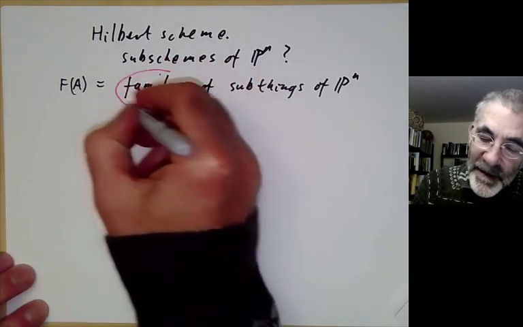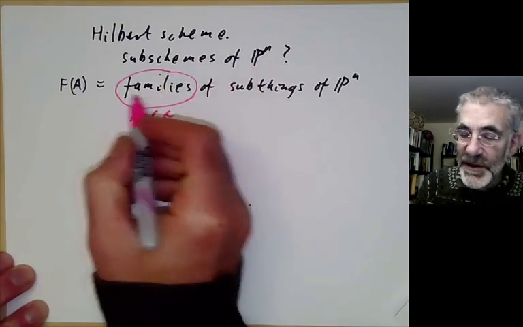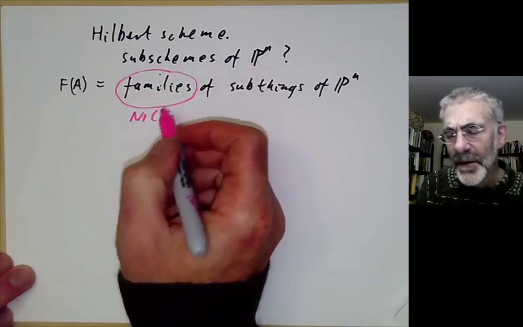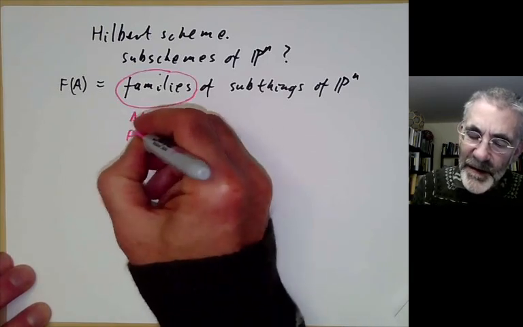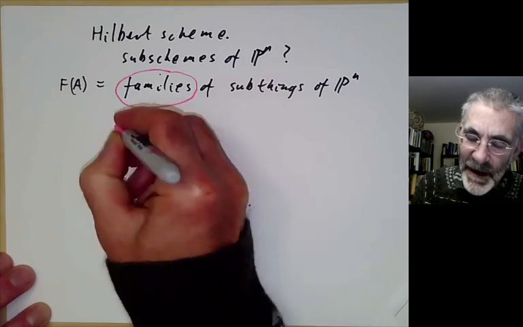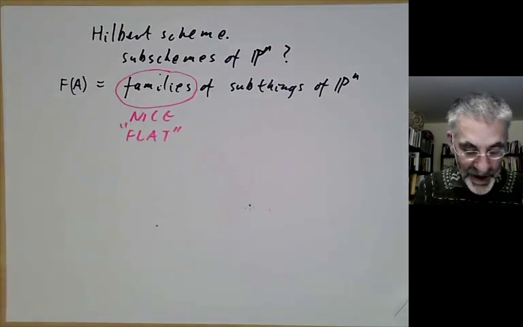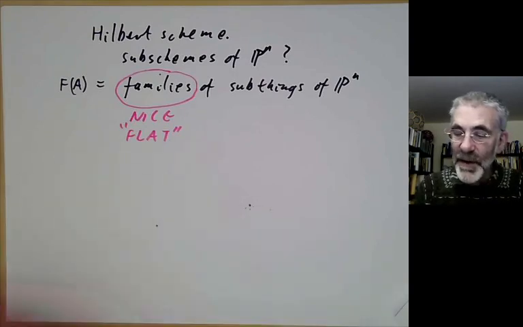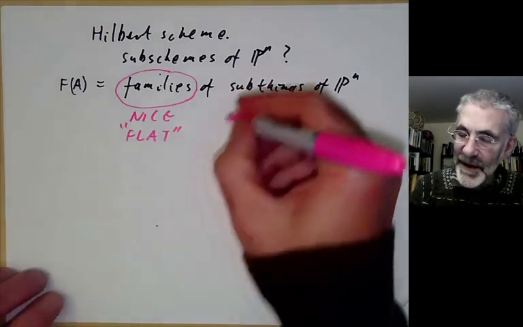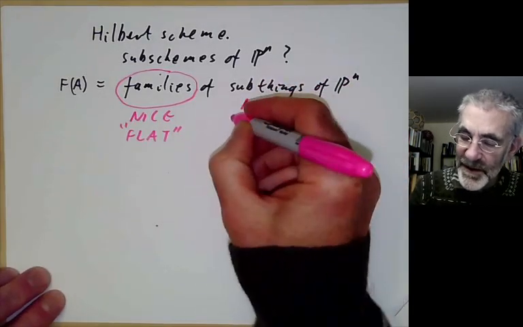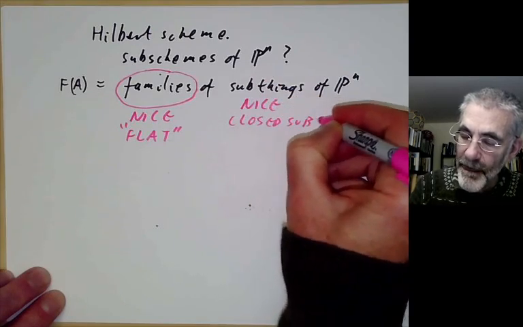Grothendieck discovered that, first of all, we have to restrict to nice families, and figuring out what the word nice means is kind of quite tricky. Grothendieck discovered that the key word here is flat. If you want to define a nice family, you need to put the word flat somewhere in the definition. And you also need to figure out what you mean by a subthing of P to the N. So again, we want to say nice subthings, and the correct answer turns out to be a closed subscheme.